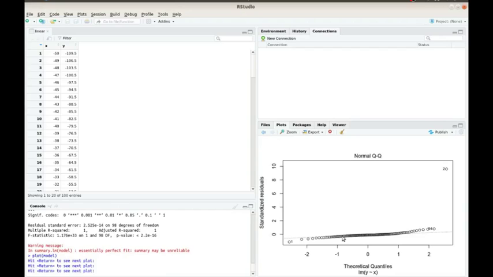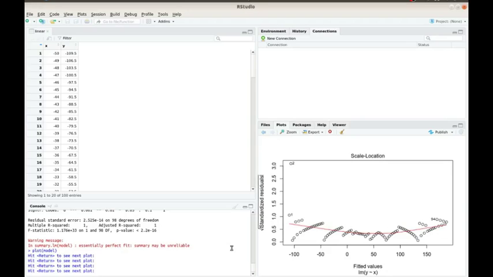The normal Q-Q is pretty well a straight line, which suggests that the standardized residuals against the theoretical quantiles are basically identical. We see that there is a value of 2. The second value seems to be an outlier, but really I wouldn't worry about it. You can see the scale-location, fitted values against the square root of standardized residuals, is basically 0.